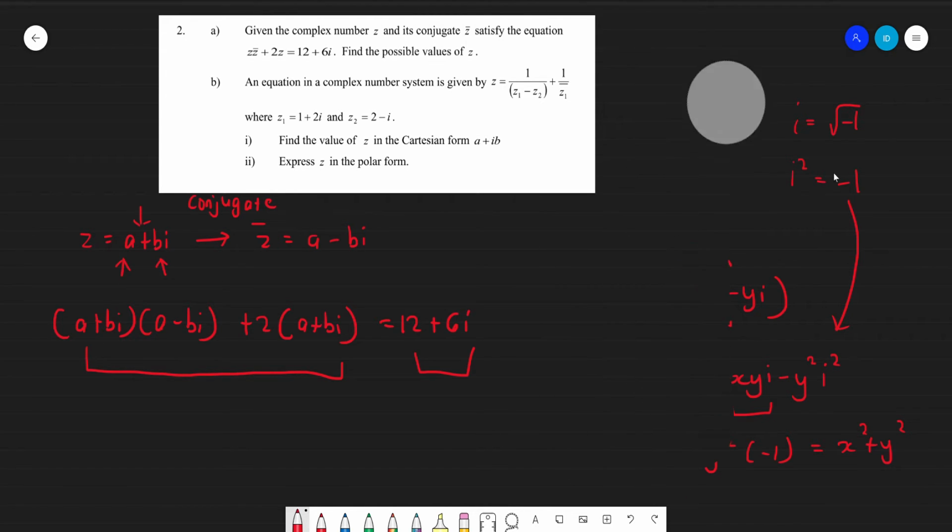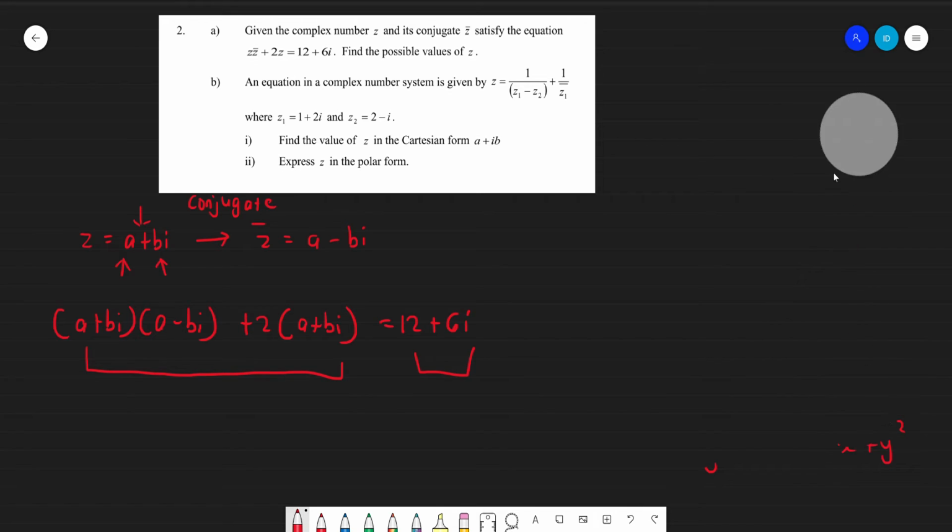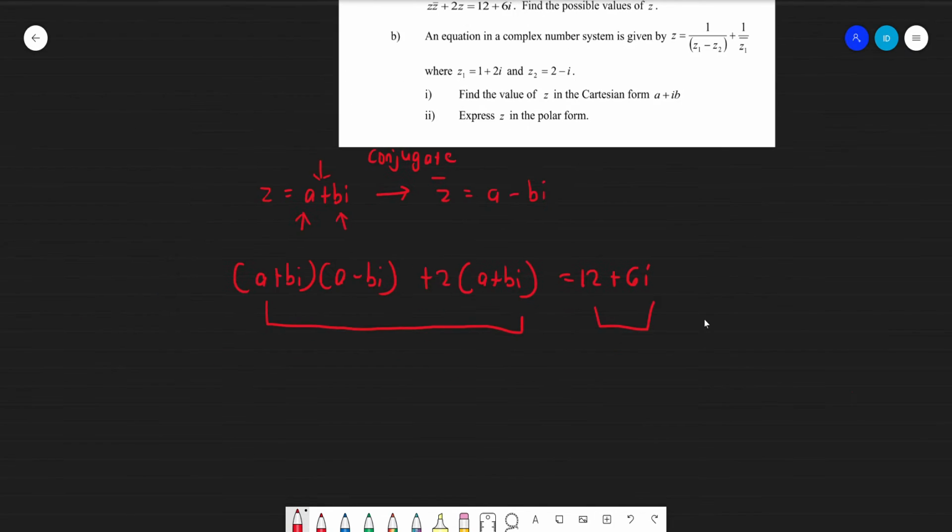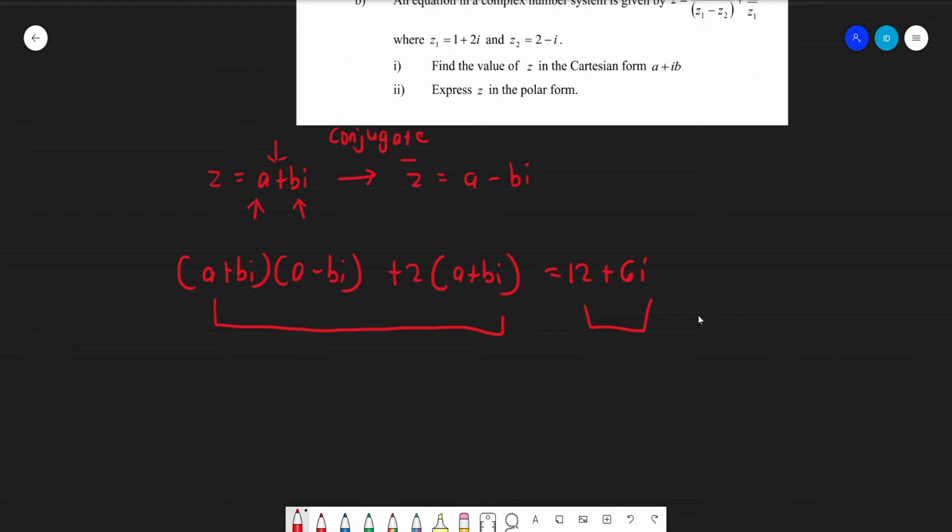Alright? Sorry. So, okay, let's substitute. So, a plus bi multiplied by a minus bi, we will get a squared plus b squared.